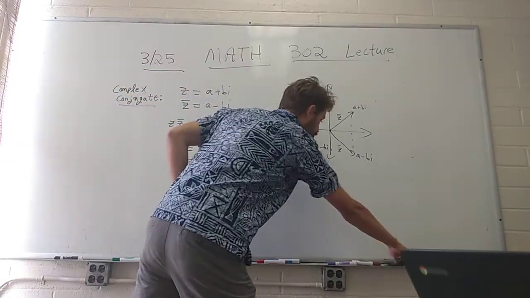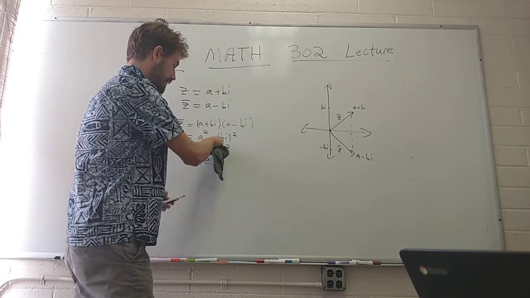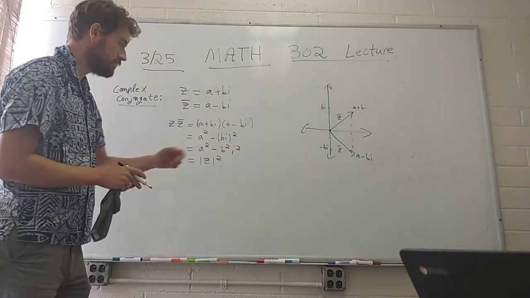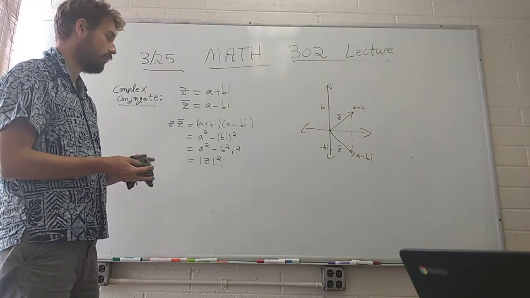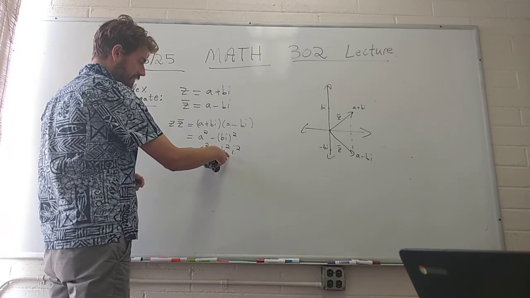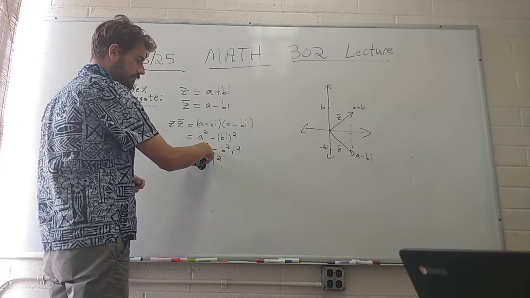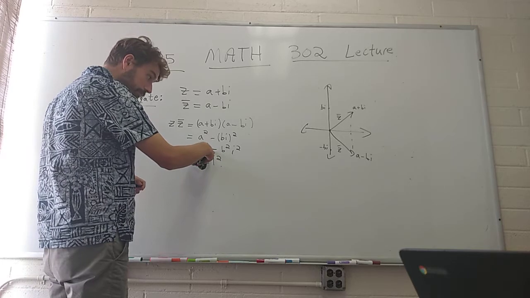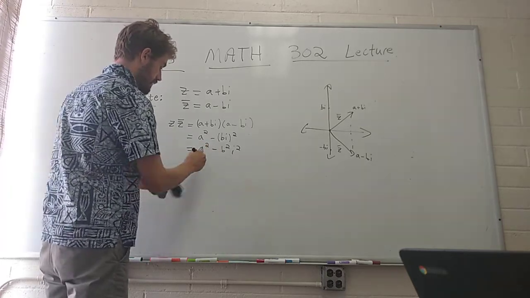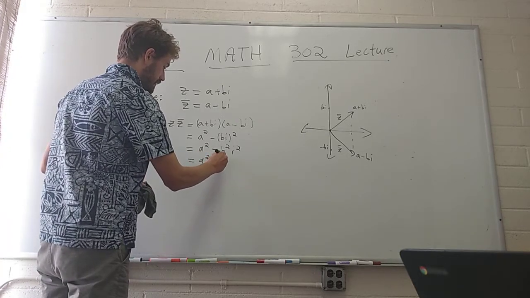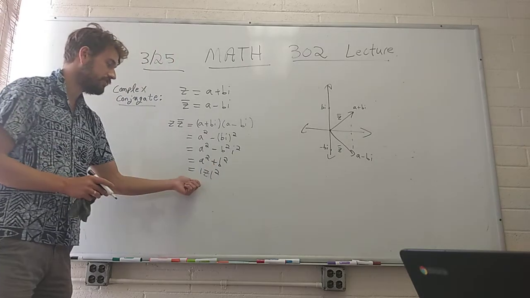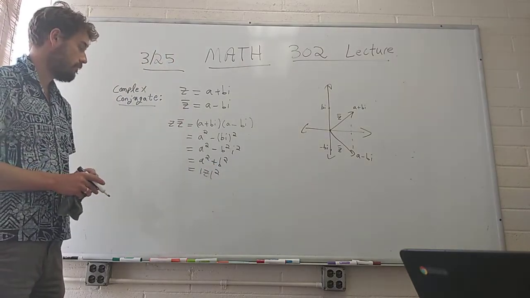So we're actually subtracting b squared times i squared. i squared is negative 1. Negative 1 times negative 1 is a plus, so it's a squared plus b squared, which is the same as the absolute value or the magnitude of the complex number squared. So this is a real number.